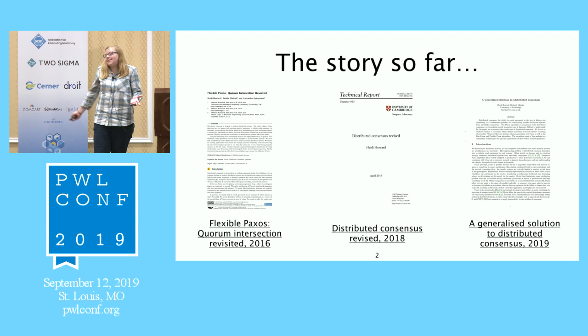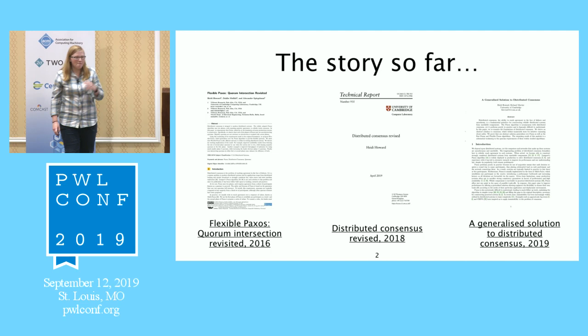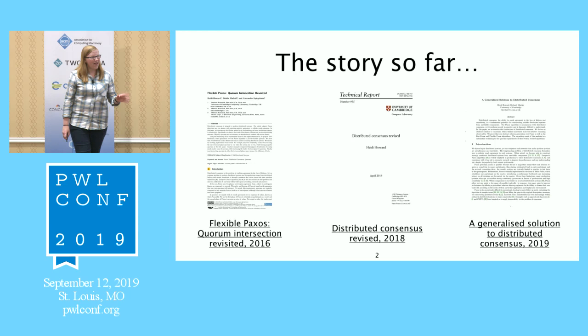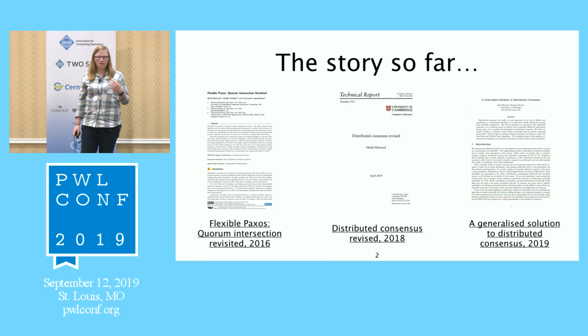I needed to finish, and I submitted my thesis on time, thankfully, and passed my viva in January of this year. But as soon as I was done, I was like, right, I'm free. I'm going to write the stuff I wanted to write all along. And that is this third paper here. This is the paper titled Generalized Solution to Consensus. So this is taking the work from the earlier paper, the Flexible Paxos paper, and my thesis, and talking about it using immutable state. And that is what I'm going to be discussing in more detail today.